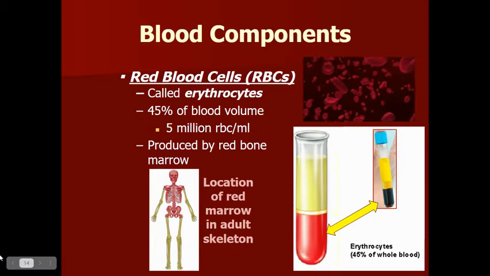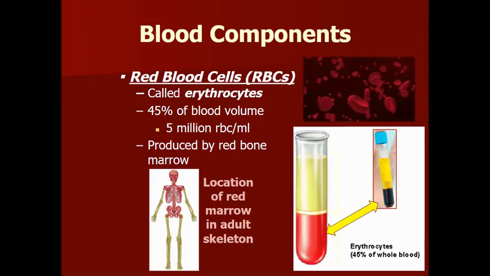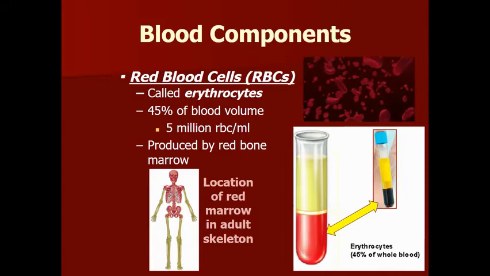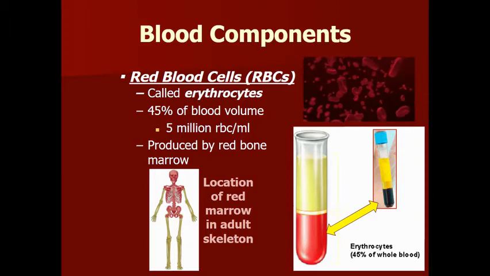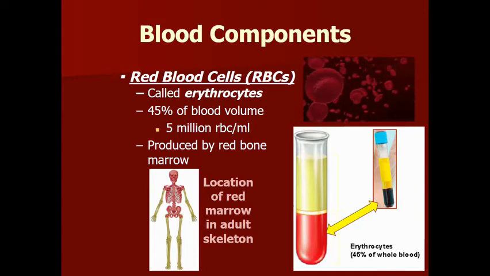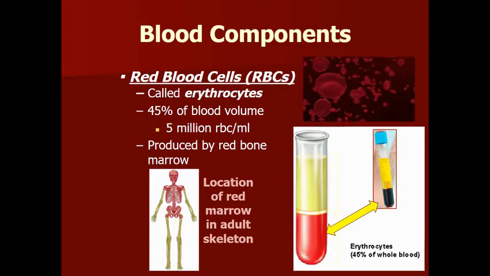So first, we'll talk about the red blood cells. Remember, these are also called erythrocytes. They make up 45% of our blood volume. And so in 1 milliliter of blood, we have about 5 million red blood cells. These are produced by our red bone marrow. So inside our bones, we have marrow, and that's actually what produces our red blood cells. And in that diagram, you can see the locations of where our red marrow is. So that is where our red blood cells are being produced.